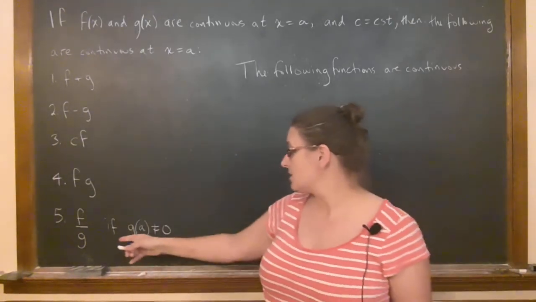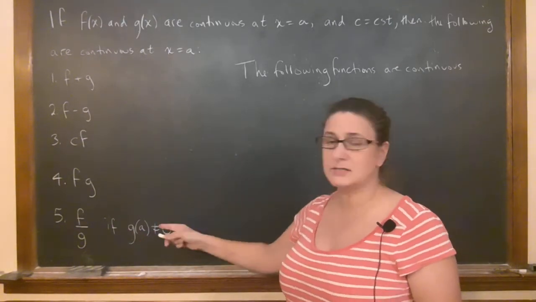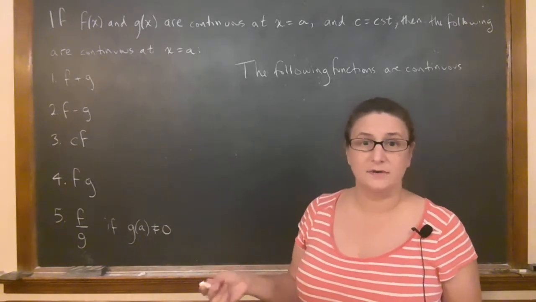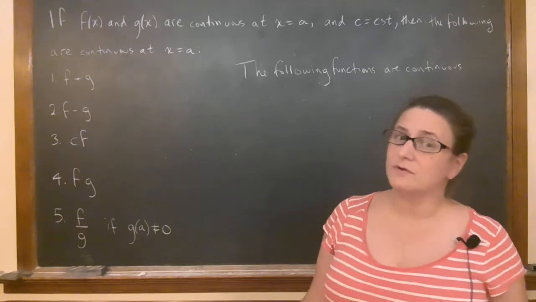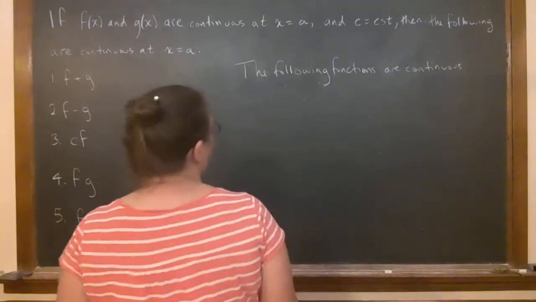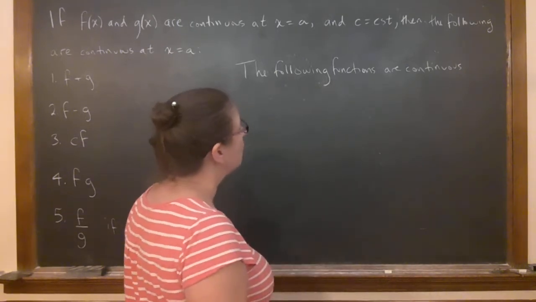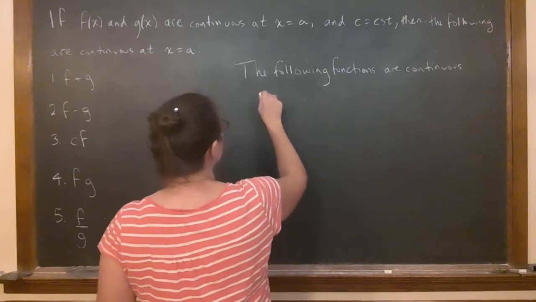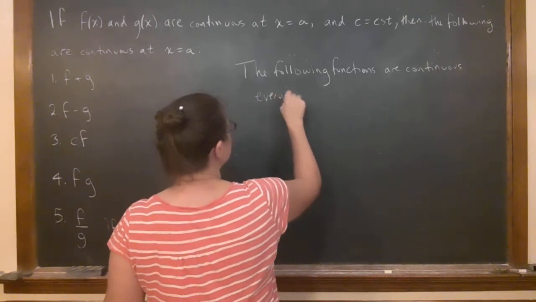Rational functions are continuous everywhere as long as you don't have an asymptote, as long as you're not dividing by 0. Of course, if you're dividing by 0, it's not in the domain. So what we can say is the following functions are continuous everywhere on their domains.